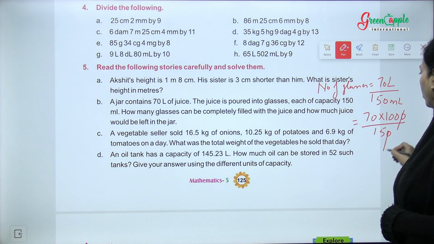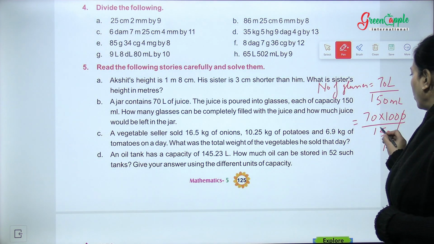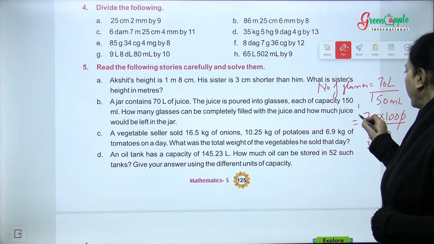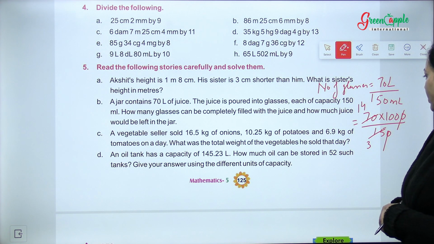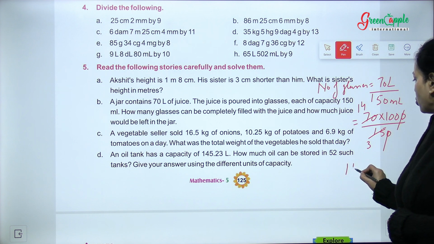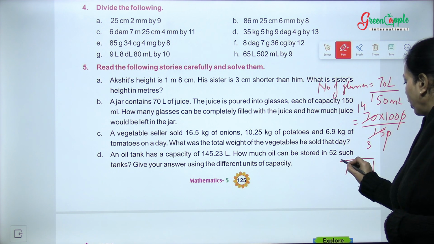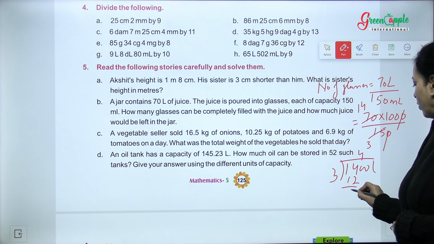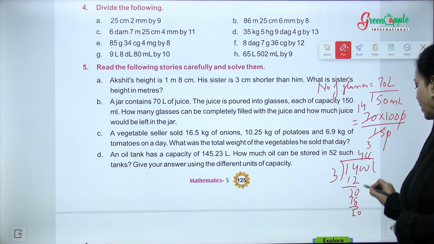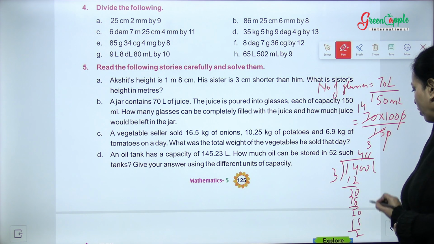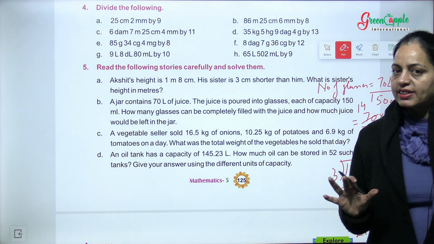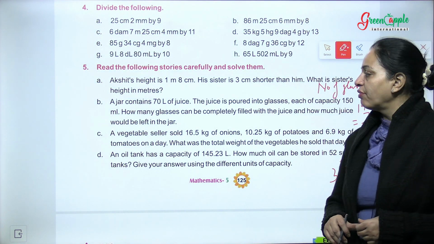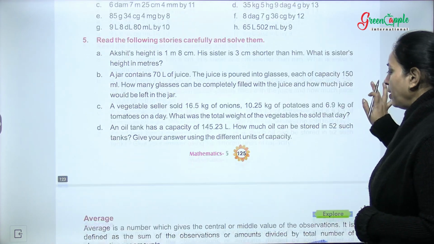So now you can cancel the terms. Now you know 70, you can divide it by 5. 5 ones are 5, 5 twos are 10, 5 fourteens are 70. Okay. Now we are getting 1400 upon 3. So 1400 को हम 3 से divide कर देंगे. So 3 4s are 12, 3 6s are 18, 3 6s are 18. So here 466 glasses are ready and 2 milliliter juice is left, right? So similarly you can try remaining parts.